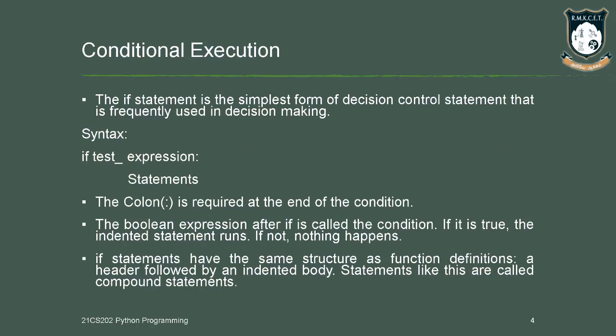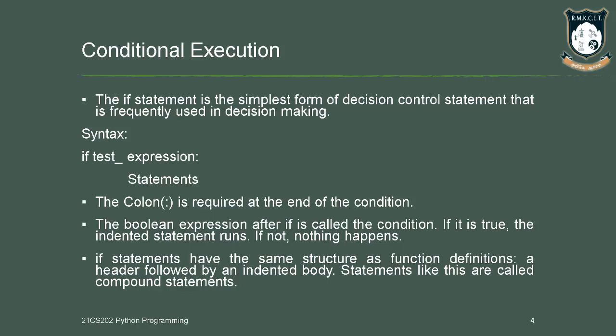The first category is conditional execution. This is the simplest form of the conditional statement, or the simplest form of decision control statement. For checking a simple condition, or a simple test expression, we can go for this if statement. On using this conditional execution, we can check a condition and we get only a single output. If the condition gets satisfied, we will get the output. If the condition doesn't satisfy, we will not get any output. The program will exit at that moment.